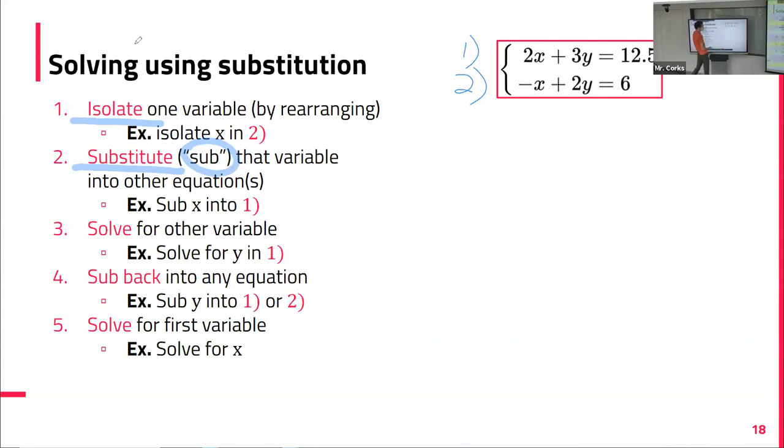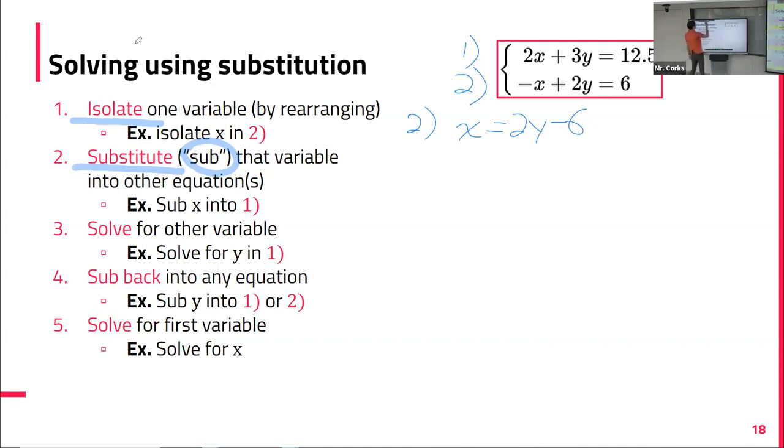That looks like the easiest one to do. We could isolate any of these other ones. But if we do x in the second equation, we don't have to multiply or divide by anything. It's just easier. So isolate equation 2, rewrite as x equals 2y minus 6. Okay, done.